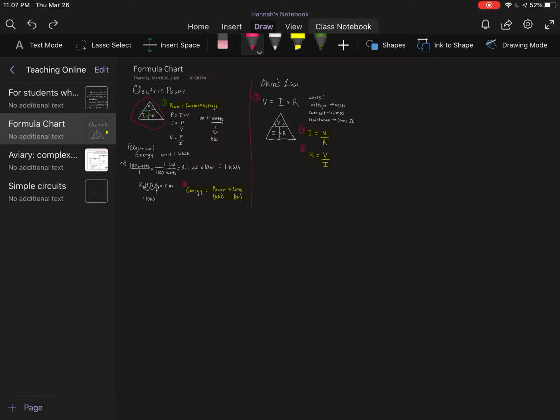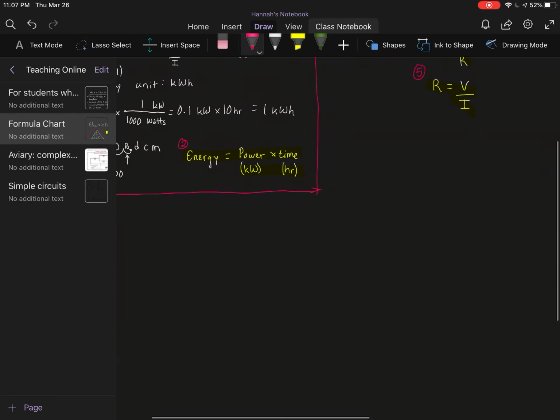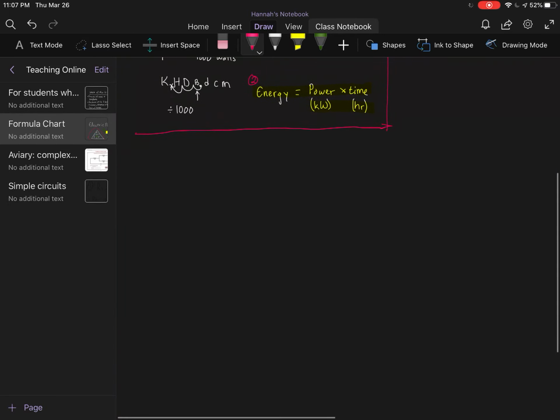So we had electric power, Ohm's Law, and then finally, the last one, if you can believe it, that we really talked about was our formulas that had to do with finding the total resistance in our circuits.